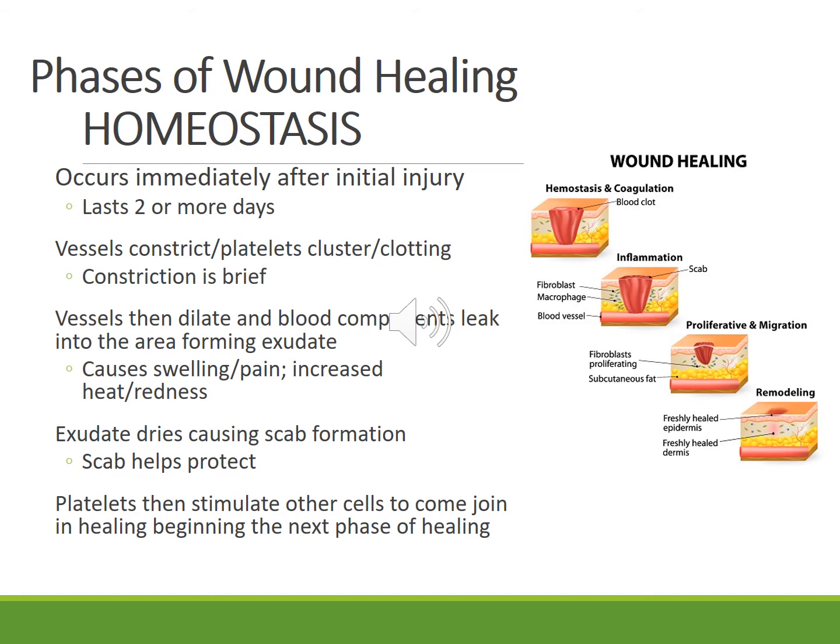You'll begin to see possibly swelling, pain, or increased heat or redness at the site. This is from when the vessels dilate and the blood components leak into the area, forming an exudate. We may even start to see a little bit of scab formation happen, and platelets then stimulate other cells to come join them in the healing, beginning the next phase of healing, which will be our inflammation stage. So this is that initial stage, what happens when you cut your finger, for example. This is what occurs.